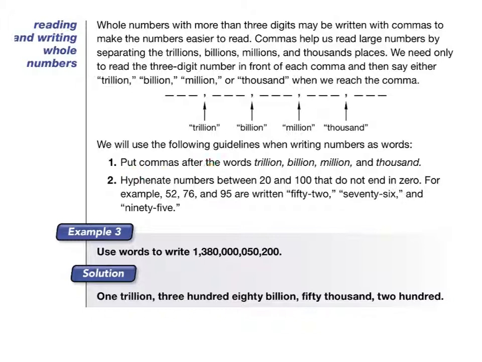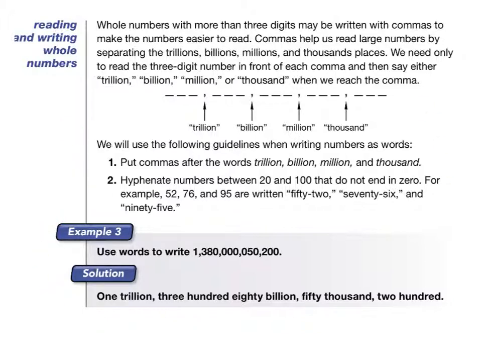Put commas after the words trillion, billion, million, and thousand, and then hyphenate numbers between 20 and 100 that do not end in 0. For example, 52 would be written as fifty-two. 76 is written as seventy-six, and 95 same way. All right, you don't have to have that in your notes, but you do have to have example 3.